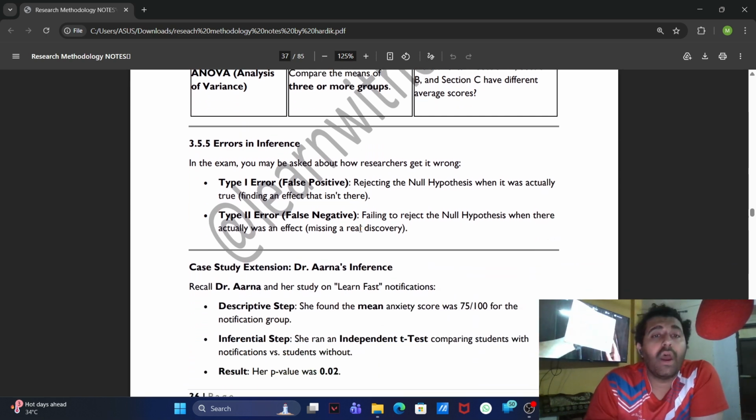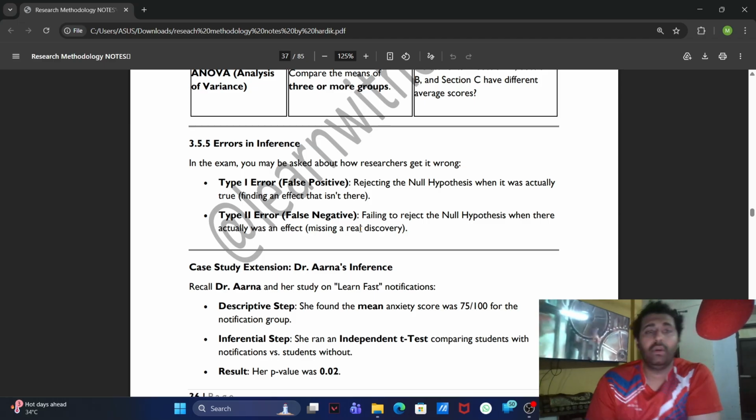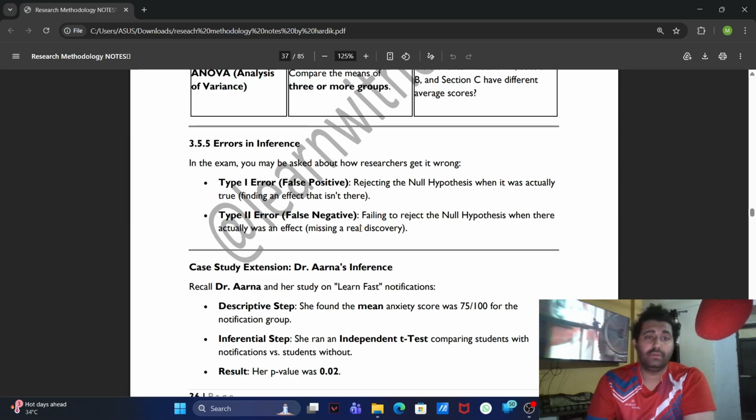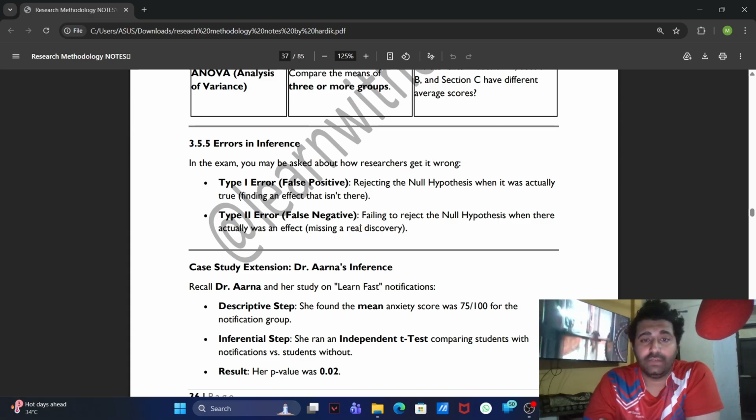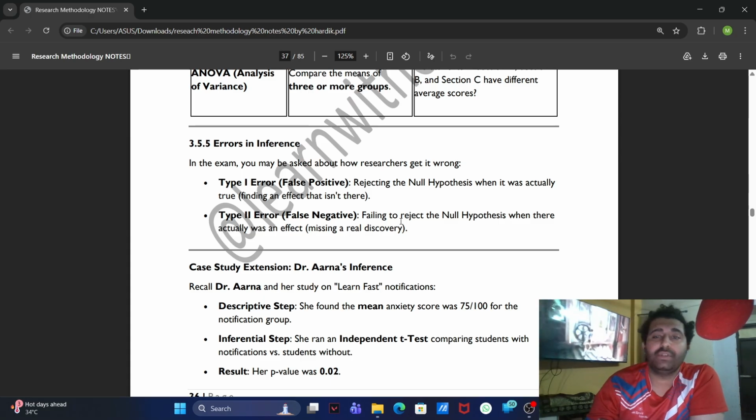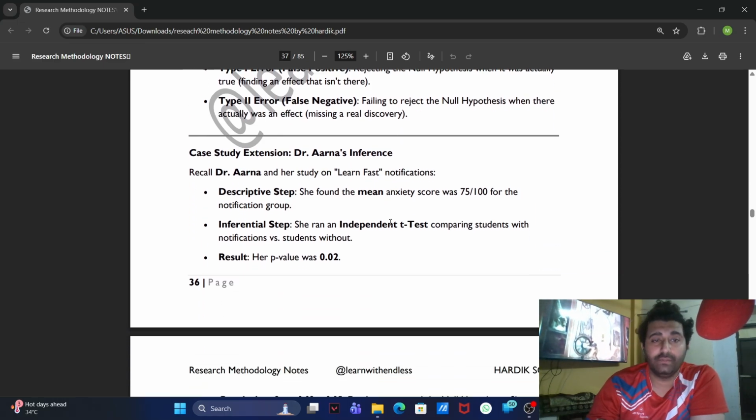Next up, errors in inference. In the exam, you may be asked about how researchers get it wrong. Type 1 error, false positive: rejecting the null hypothesis when it was actually true. Finding an effect that isn't there. Type 2 error, false negative: failing to reject the null hypothesis when there was actually an effect. Missing a real discovery.